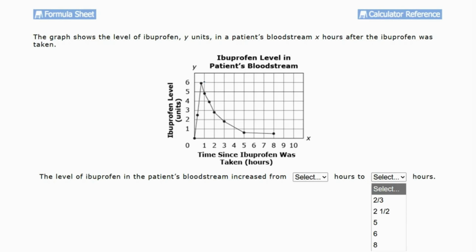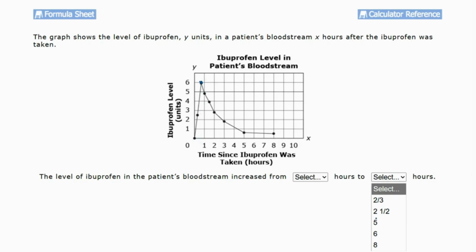Till what hour it is going to increase. So you can see this one is the increasing line and this is the decreasing line. So this is the increasing graph and decreasing graph. So it has increased from 0 to this point. So let's see what is this point. Is going to be less than 1.